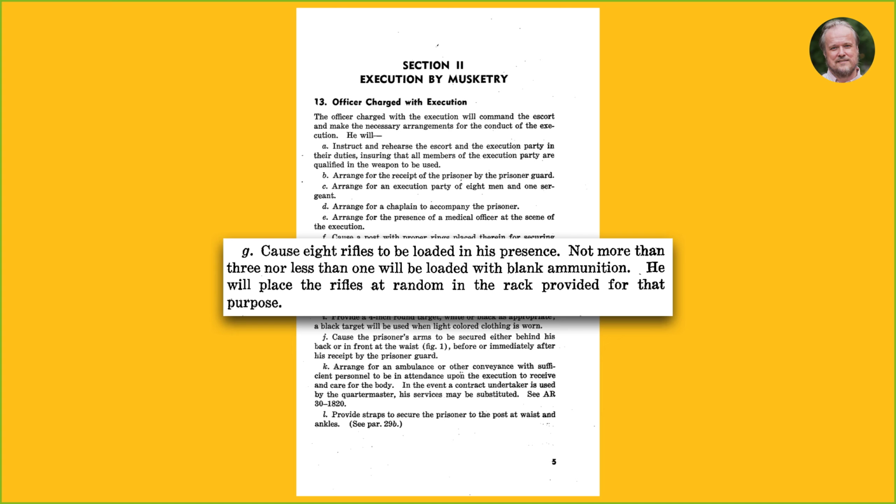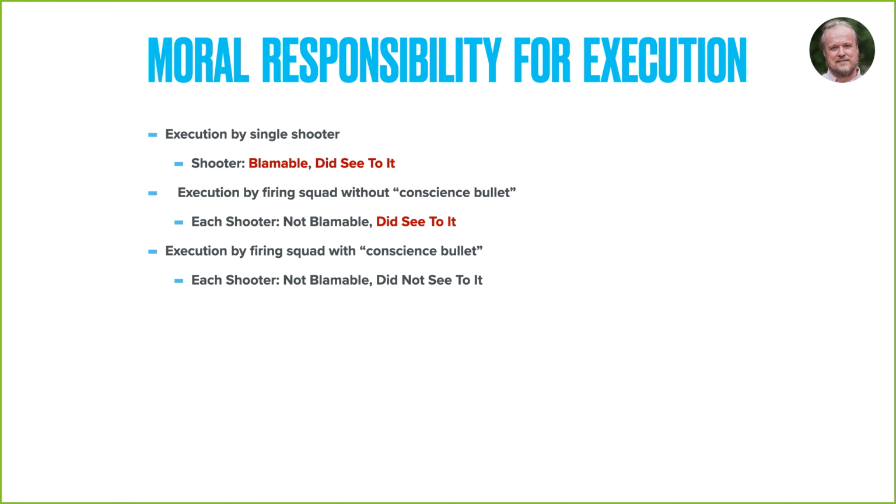This is also known as a conscious bullet. If a conscious bullet is used, then the shooter does not know that his gun is loaded. He always leaves the possibility that it might not be loaded, and therefore the shooter does not know that his individual action of pulling the trigger is guaranteed to lead to the death of the prisoner. As a result, in firing squads with conscious bullets, not only is none of the shooters blamable, but also none of them is seeing to the death of a prisoner.